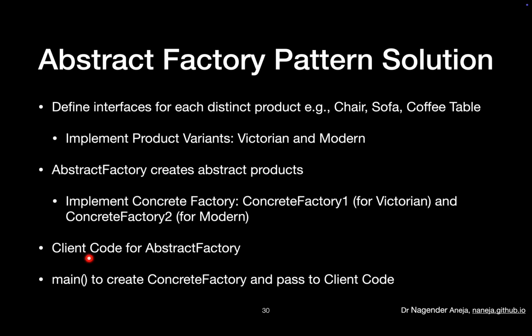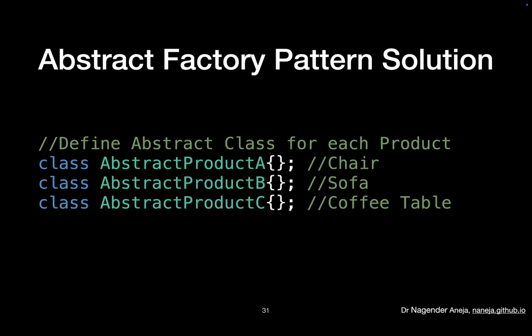Next, we will have a client code. The client code will accept the abstract factory, and then main will create the concrete factories and pass them to the abstract factory. It's very similar to that. That's why it's called the abstract factory pattern solution. So we need to have abstract product A, abstract product B, and abstract product C. One can be chair, another can be sofa, and the third can be coffee table.